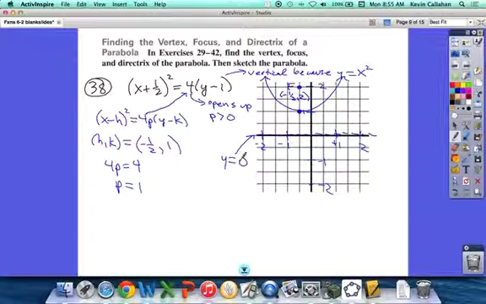Right, so we did vertex, focus, directrix, sketch a graph. Right? You don't have to plot points. You don't need to make a table of values. You just need those parts. Okay.